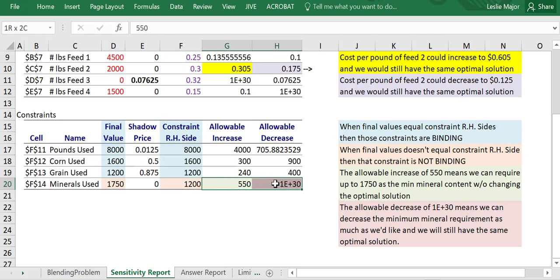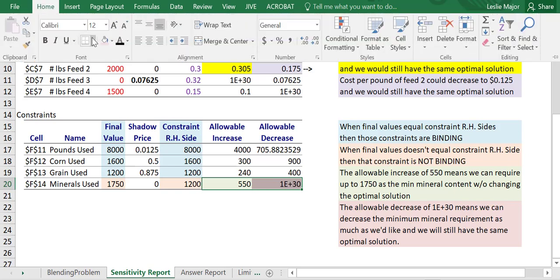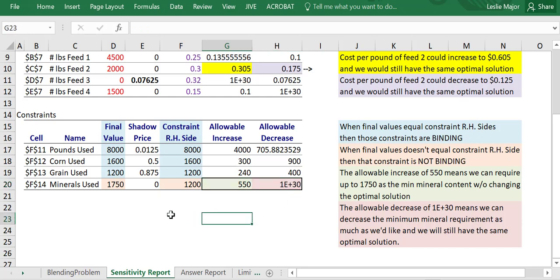These allowable increases and decreases are only useful when we have a non-binding constraint. And the only constraint that's non-binding is the minerals used. All of the other ones were what we call binding. Our final value is exactly equal to our right-hand side. That's what we talked about at the start. Whereas this one is non-binding, so we can use this allowable increase and decrease to figure out where our real limits are for our constraint without changing our optimal solution.